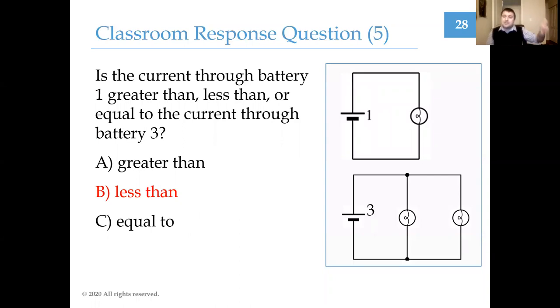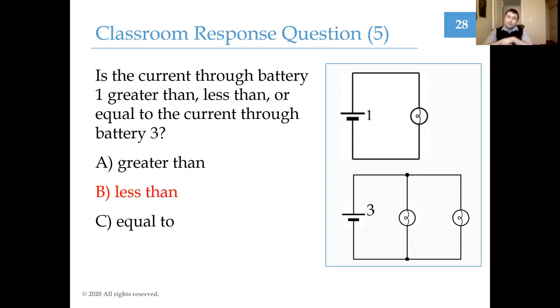Adding a parallel branch increases the current that is passing through the circuit. Let me give you a physical analogy, all right? Current, again, is just flow. It is just the passage of something in some given time. In this case, we're talking about it as a flow of charges. Think about it also as a flow of cars.